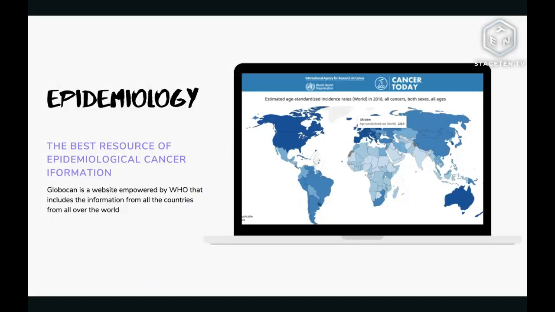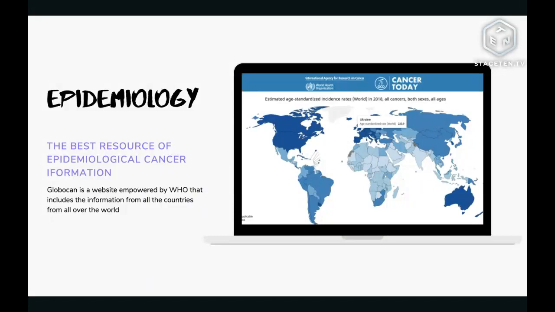Do you want to see the incidence in different countries or through different localizations? For example, this is the map of the distribution of all cancer incidence for both sexes, all ages, through the countries.